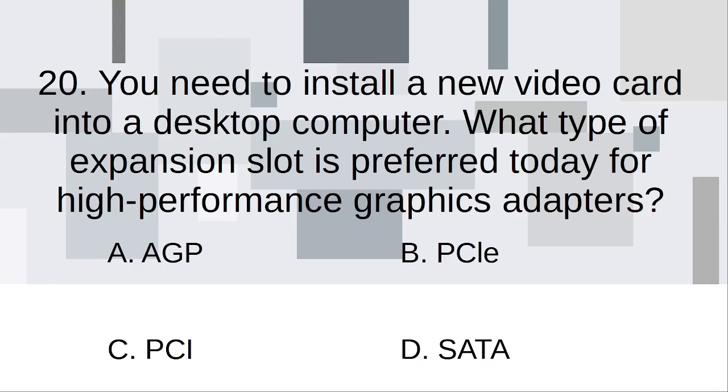So, what type of expansion slot is preferred today for high performance graphics adapters? The answer for this question will be B, PCIe. So PCIe is the newest and fastest slot for video cards. AGP and PCI are legacy technologies, which are not commonly used because, of course, we have a new expansion slot, PCIe. And SATA is for hard drives.